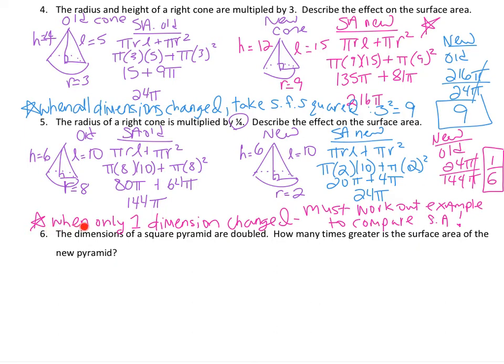So it really shows you that when you change one dimension in any of your figures, you must work out the example to compare your surface areas. There's not going to be a specific rule, because if you notice 1/4 to 1/6, there's no real rhyme or reason why it is 1/6. That's just the way that it works out.